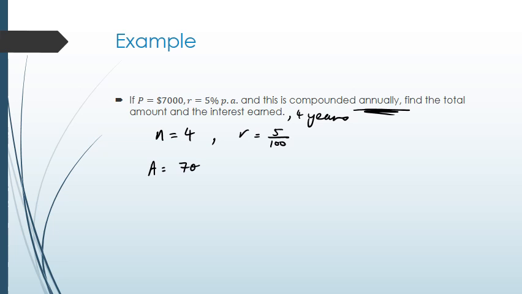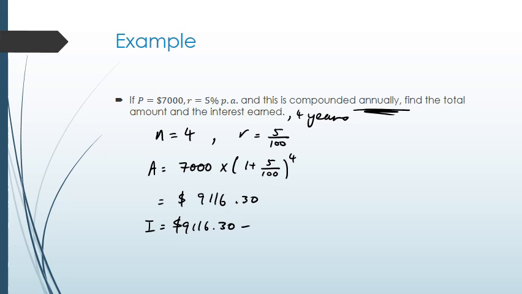So total amount, 7,000 times 1 plus the interest rate, which was 5 over 100, to the power of n. Putting this in, we get $9,116.30. Then we need to find our interest. Our interest will be the total, subtracting the starting amount, the principal, which then gives you $2,116.30.